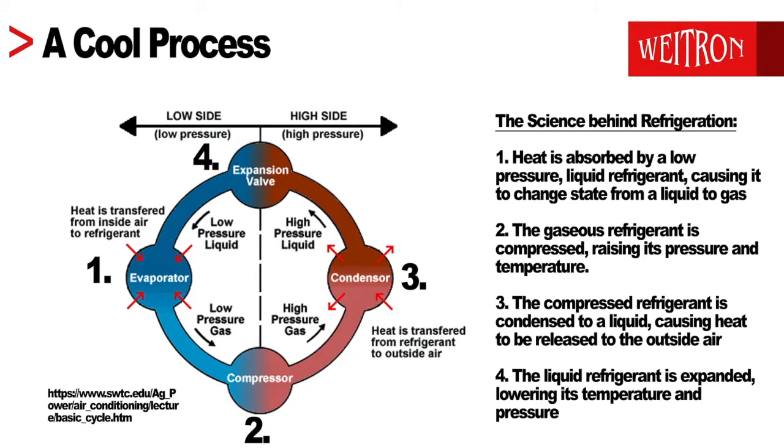To give a general flow of the refrigeration process, we can look at the figure to the left. I'll go through 4 main highlights of the process before going in-depth as we move through the video. Starting with the evaporator, the refrigerant absorbs heat from the inside air and changes from a liquid to a gas. From there, the gaseous refrigerant is compressed, which raises its temperature. Then the compressed refrigerant is condensed to a liquid, causing heat to be transferred from the refrigerant to the outside air. Finally, the refrigerant is expanded and its temperature and pressure are lowered before it starts the process over again.